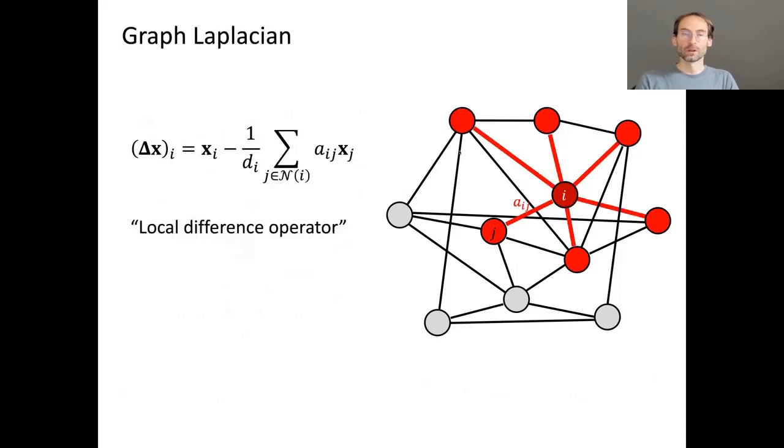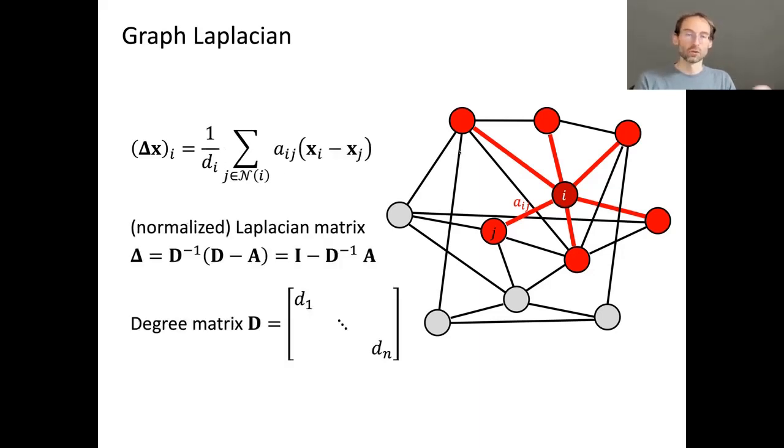Now, another important construction is what is called the Laplacian operator. So the Laplacian operator, what it does, it subtracts from the feature at the node i the weighted average of the features at the neighbor nodes. And you can think of it as a kind of local difference operator. So how am I different from my neighborhood? And you can represent it also as a matrix-vector product. The Laplacian can be represented by this sparse matrix that is given by the degree matrix and the adjacency matrix.